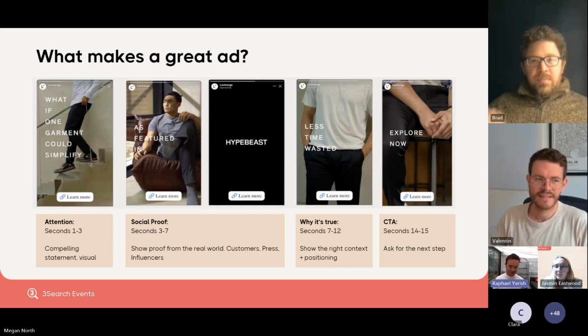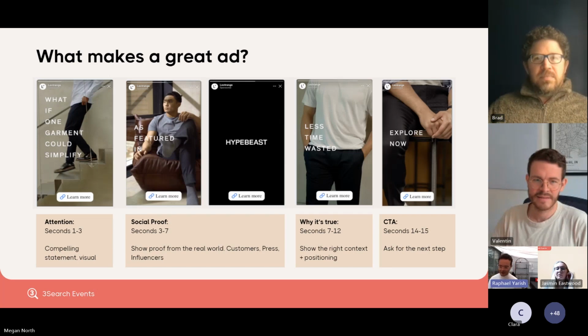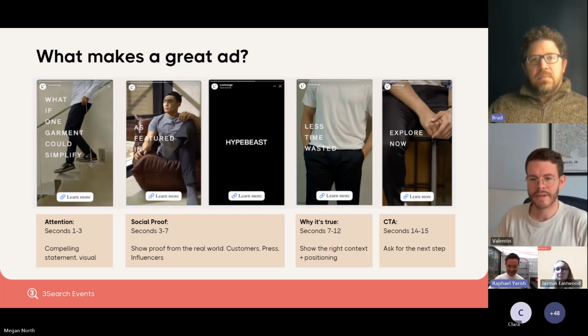I think the structure is fine. What I find is a lot of different companies have to slightly tweak the structure. If it's a higher priced product, or something that doesn't have a lot of inherent trust in that industry, this social proof thing will come in really good at the beginning. So there's a big caveat: it depends what industry and product you're marketing.